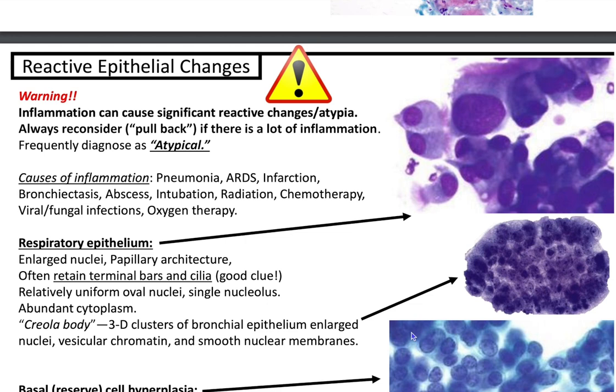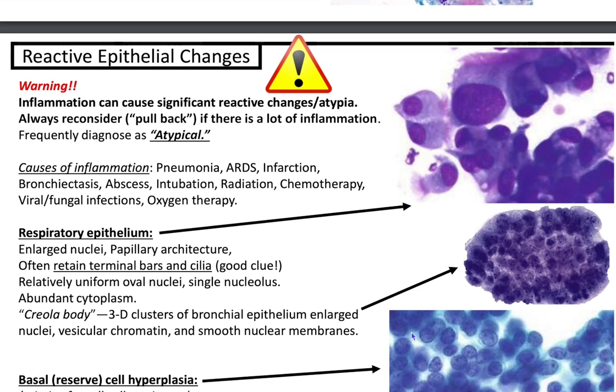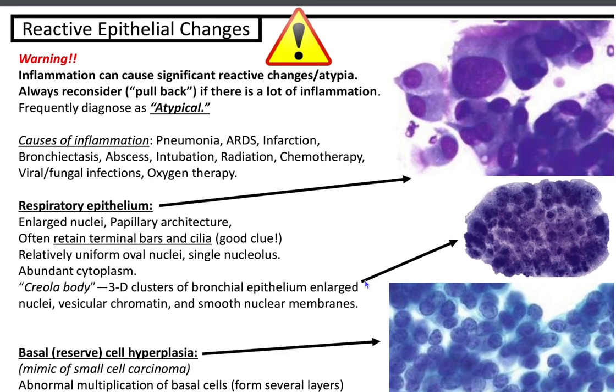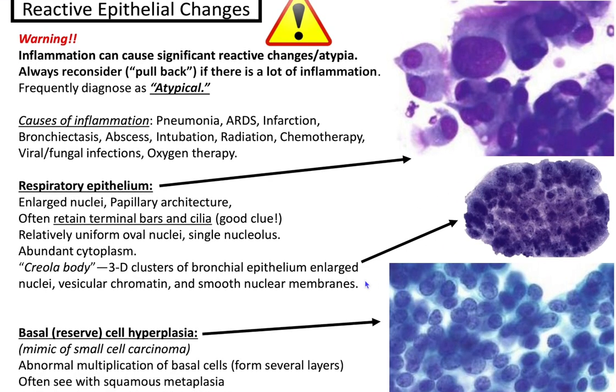You can have reactive epithelial change from inflammation, and it can be really significant and can look really atypical sometimes. So always pull back, be conservative if there is a lot of inflammation. For instance, instead of putting suspicious for malignancy, kind of backing off to atypical. Causes of inflammation include pneumonia, ARDS, infarction, bronchiectasis, abscess, intubation, radiation, chemotherapy, viral fungal infections, oxygen therapy.